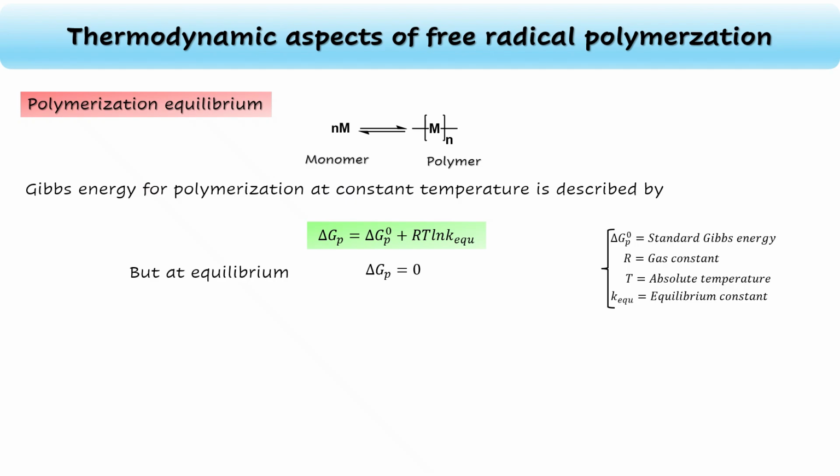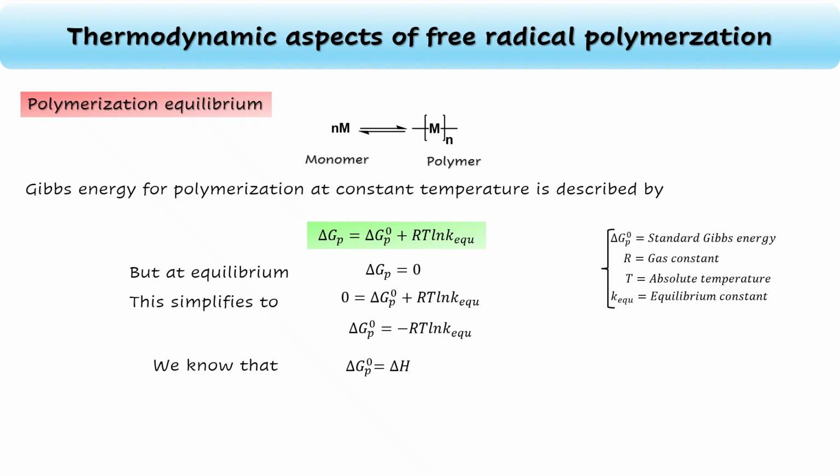But at equilibrium, ΔGp equals 0 because there is no net change in the concentrations of reactants and products. That simplifies our equation to 0 = ΔGp° + RT log K equilibrium, which rearranges to ΔGp° = -RT log K equilibrium. This tells us that the standard Gibbs energy is directly related to the equilibrium constant.